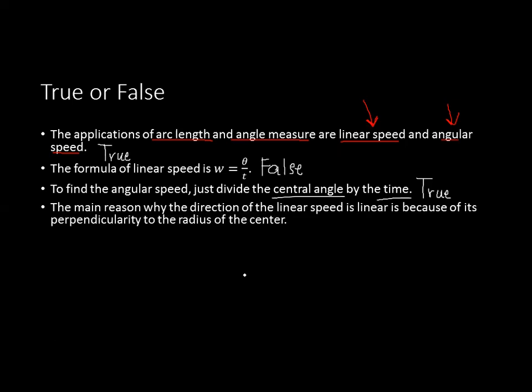The main reason why the direction of the linear speed is linear is because of its perpendicularity to the radius of the center. The answer is true.